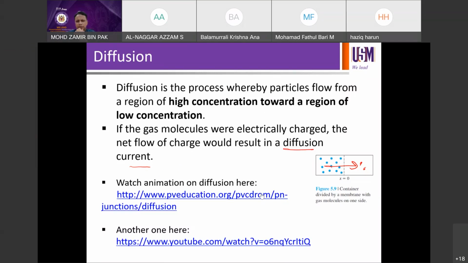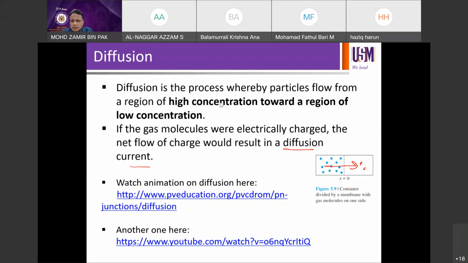Any simple examples which involve diffusion, but we've probably taken it for granted because it's too simple in our everyday life. Can you think of anything? Anyone? Ada satu simple example yang very very simple. We do it almost every day, but perhaps we have never thought about that. Anyone can think of anything?